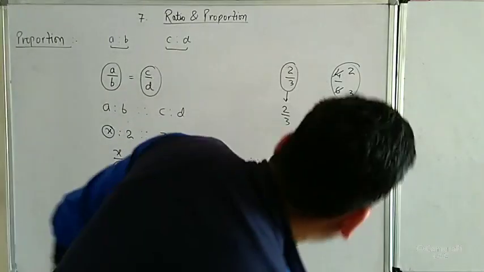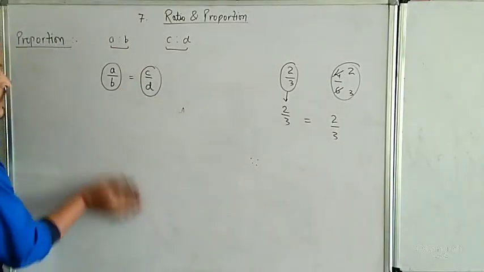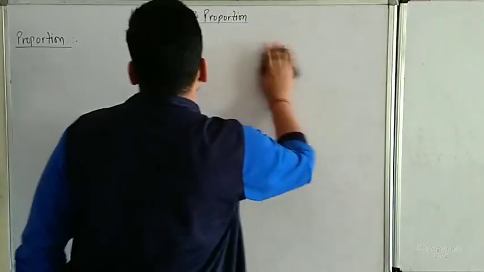So this is the basic concept of proportion. Proportion means when the two ratios are equal to each other, then at that time we can say that there is the condition of proportion.